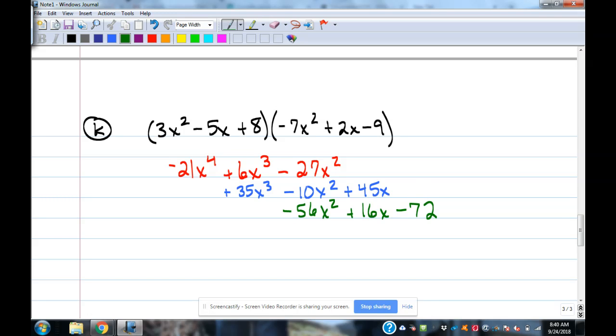Now, total up each column for the final answer. Negative 21x to the fourth, 6x cubed and positive 35x cubed, plus 41x cubed. This one's got a lot of stuff, so negative 27 and negative 10 be negative 37 and negative 56, 93x squared plus 61x minus 72.